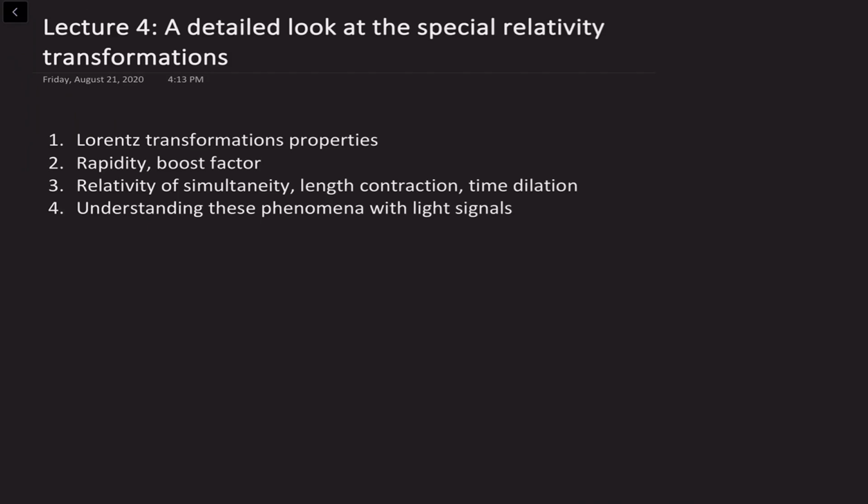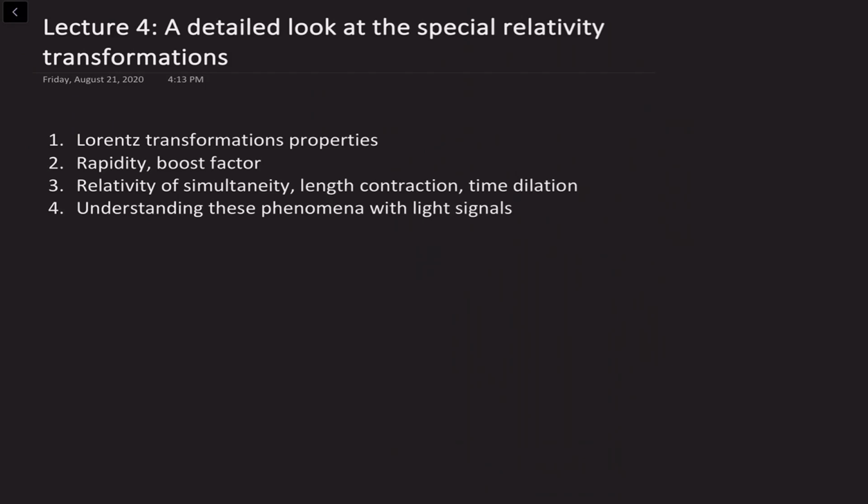We will see in particular two very fascinating aspects of the implications of special relativity. The first is length contraction. That is, rods which are moving with respect to another observer appear to be shorter. The second aspect is time dilation, which is that clocks which are moving with respect to another observer appear to be running slower. We will then try to understand these phenomena more intuitively from the constancy of the speed of light relative to all inertial observers.